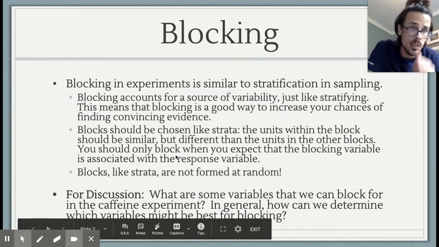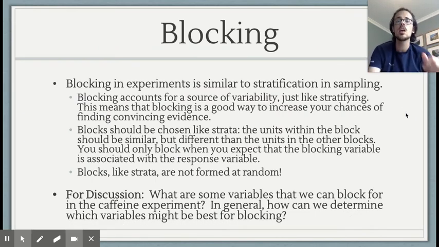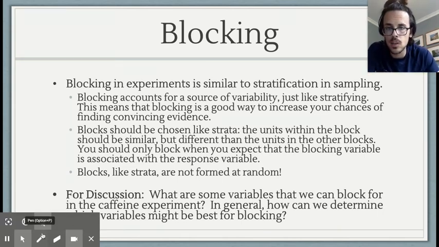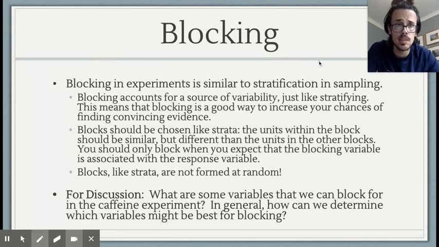So I've said a few of these things already, but this is good just to be able to talk about it again and have it here in your notes. Blocking in experiments is similar to stratified sampling. I've already talked about that and the difference. You can backpedal in this video and hear me say that again if you need it. But picture it like stratified is for sampling, blocking is for experiments. So blocking is a form of random, or blocking goes well with random assignments.